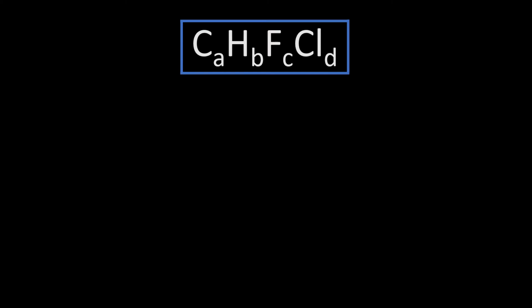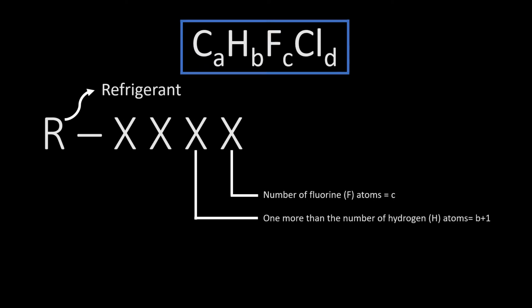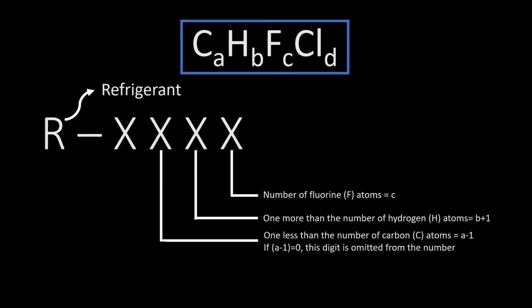The identifying number consists of R followed by 4 digits separated by a hyphen. R is the acronym for refrigerant. The first digit on the right is the number of fluorine atoms. The second digit from the right is 1 more than the number of hydrogen atoms. The third digit from the right is 1 less than the number of carbon atoms in the compound.